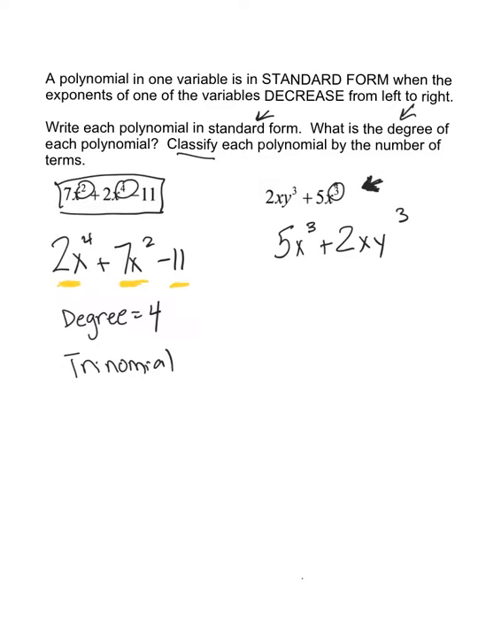Next, I have to find the degree. My degree of my first term is 3. My degree of my second term is 4. So my degree of this entire polynomial is 4. And it is a binomial. Hopefully you got the right answer.